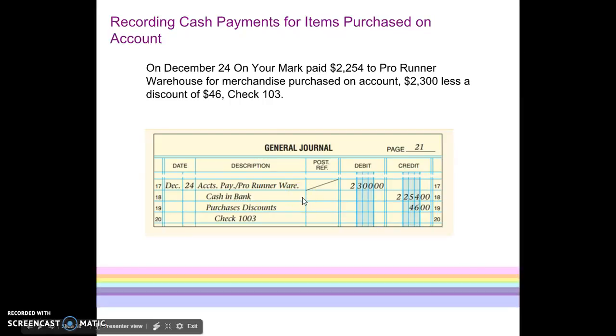Here's what it's going to look like in the journal. Debit accounts payable, ProRunner Warehouse, with the slash in the post reference column, $2,300, indicating this $2,300 is posted to both the accounts payable controlling account and ProRunner Warehouse subsidiary account. We are then going to credit cash and bank for $2,254 and credit the discount $46. And then there's our source document, check 1003.